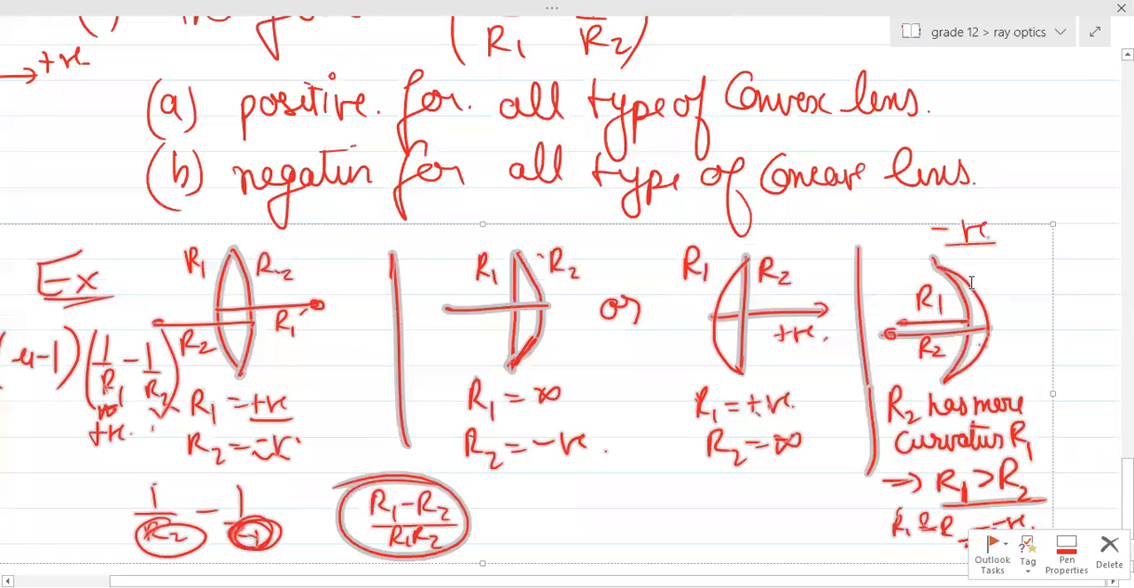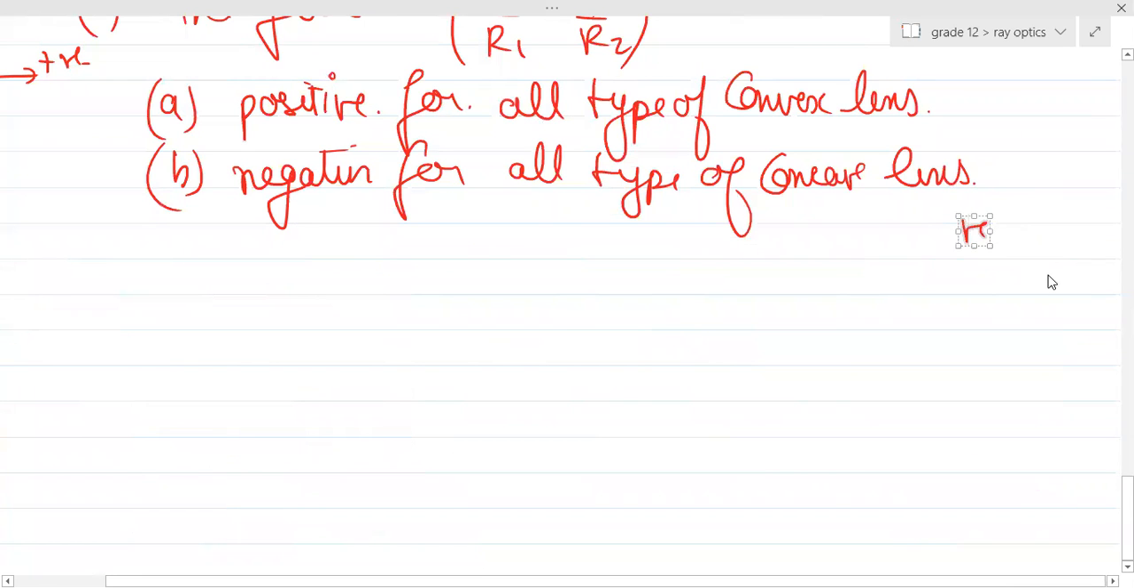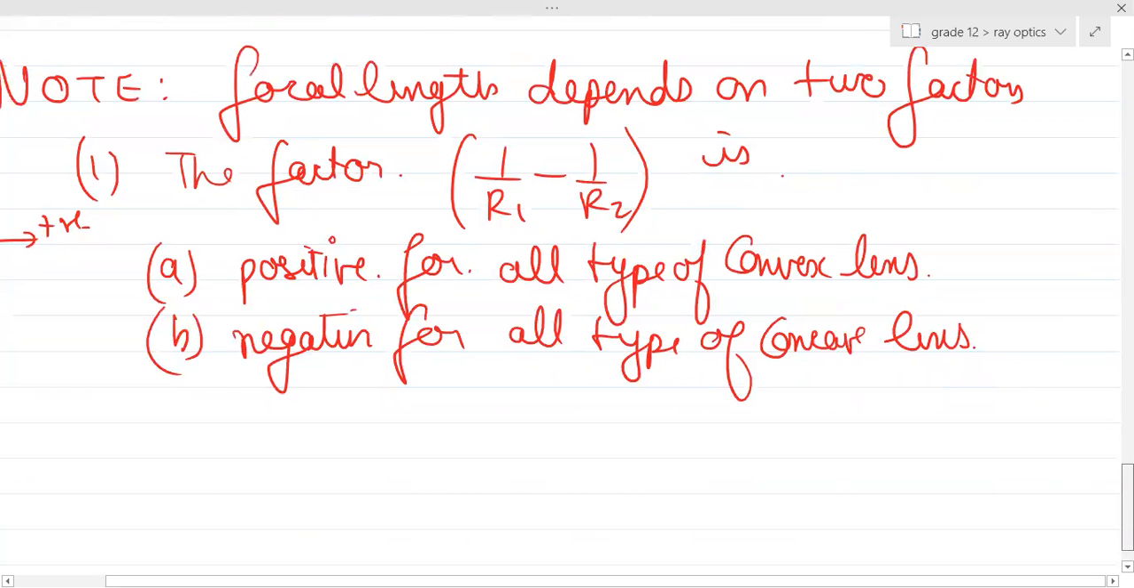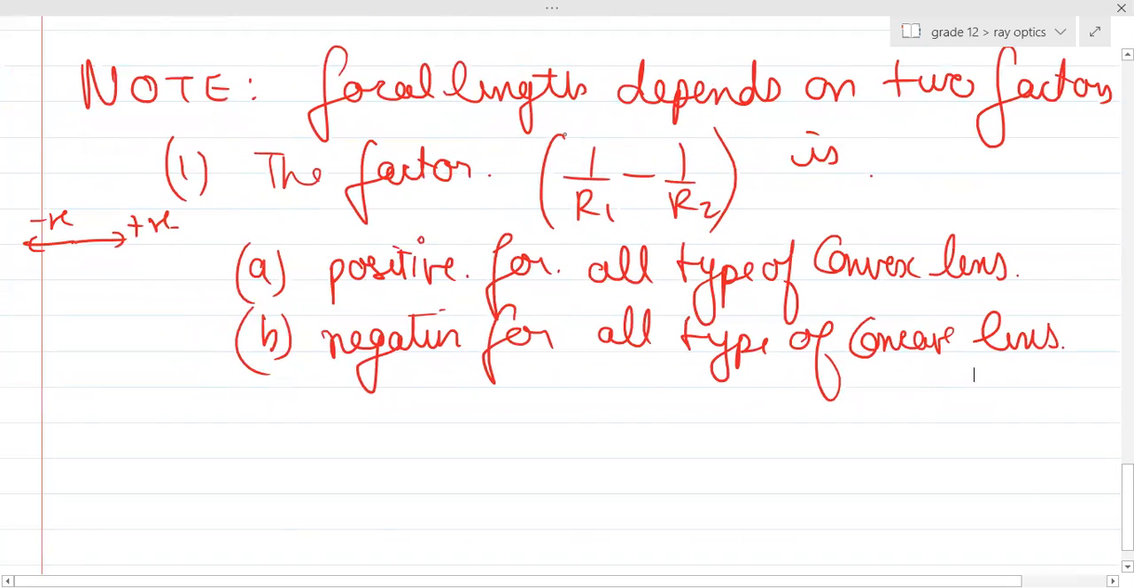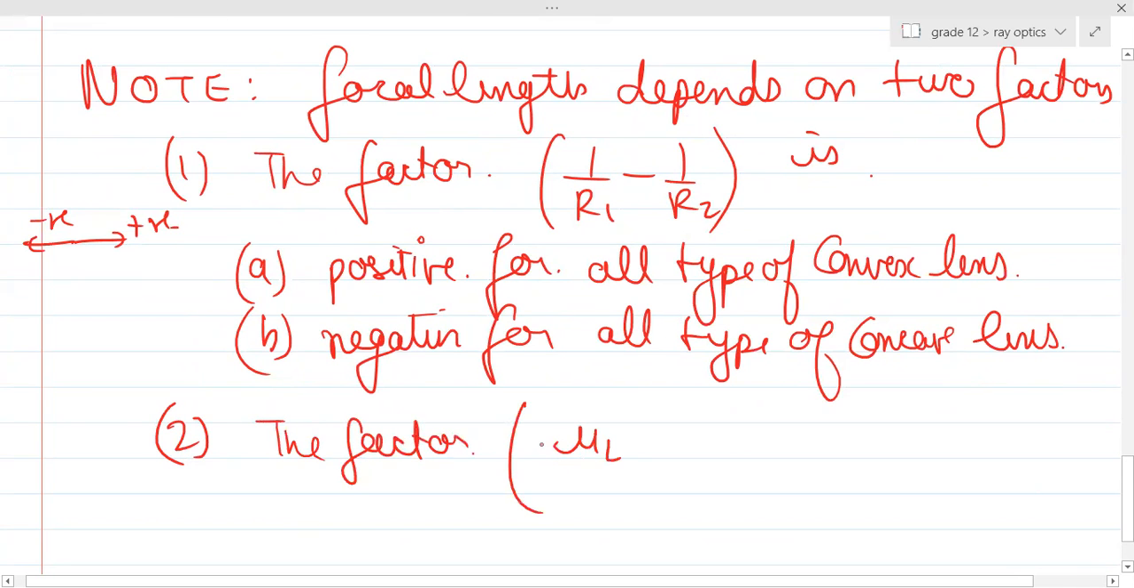Always remember, if I choose that convention, then this factor will be positive for all types of convex lenses, and this factor will be negative for all types of concave lenses. Now, the second thing is this factor. Do you remember this? Basically mu L upon mu S minus 1, this factor.